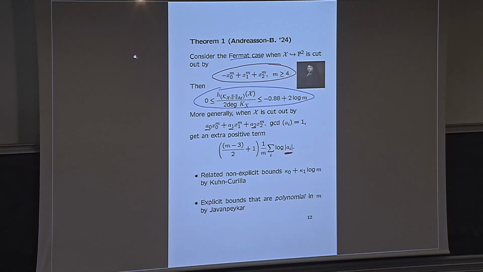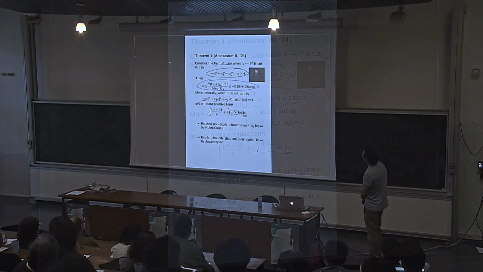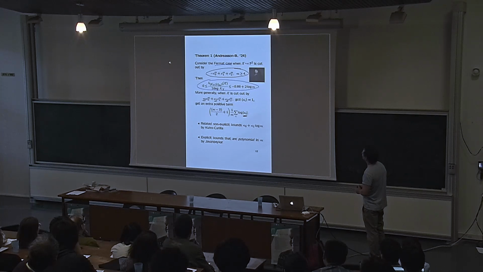And m is greater than 4. So here we have something negative. But because we take the logarithm of m, it's a natural logarithm, it's indeed positive. So it's not a counterexample to the lower bound. That would be cool, but no. But it's quite a tight bound, I think.